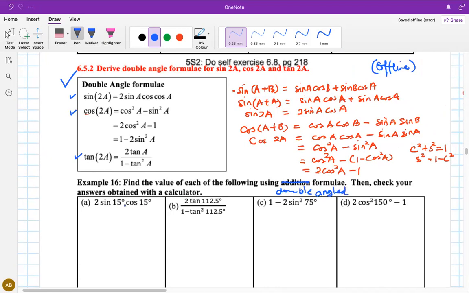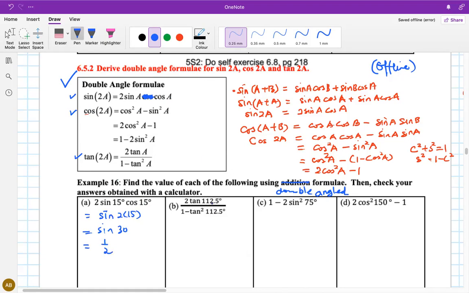So 2 sine 15 cos 15. It's 2 sine A cos A, right? So 2 sine A cos A is sine 2A. Therefore, we can write this as sine 2 times 15, so it's sine 30 degrees. Sine 30 degrees is 1 over 2.